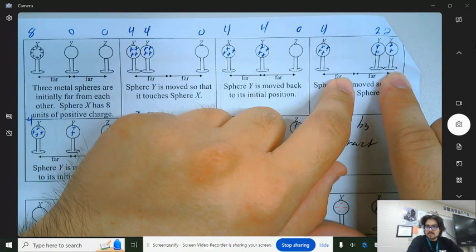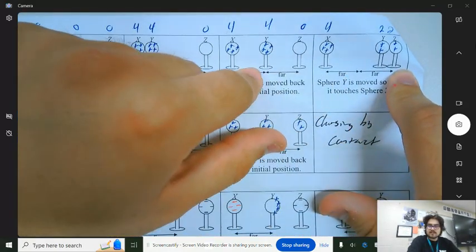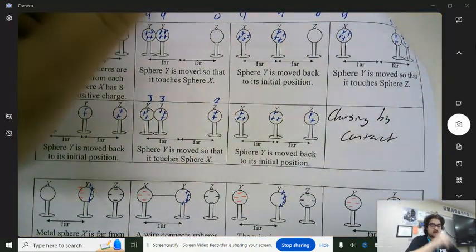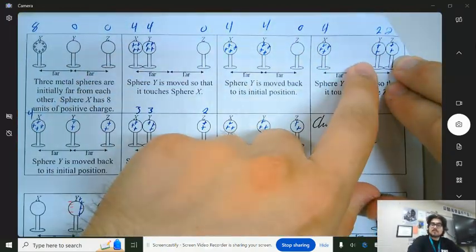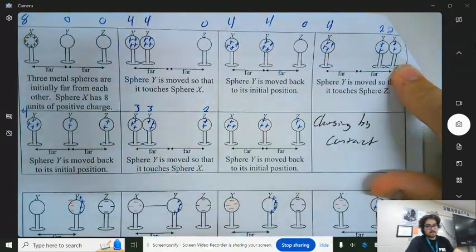Now, in the next one, what's going to happen is Y is going to go to Z, okay? When Y goes to Z, they're going to share the 4 that Y brings to the table. They're going to share it amongst themselves. So what's going to happen is Y brings in 4. They're going to share it. So now each of them has 2. Okay.